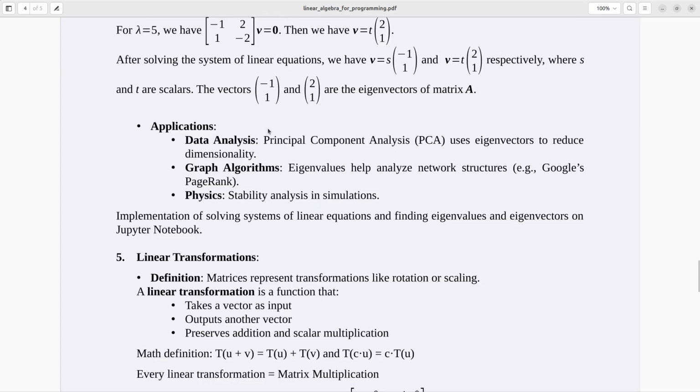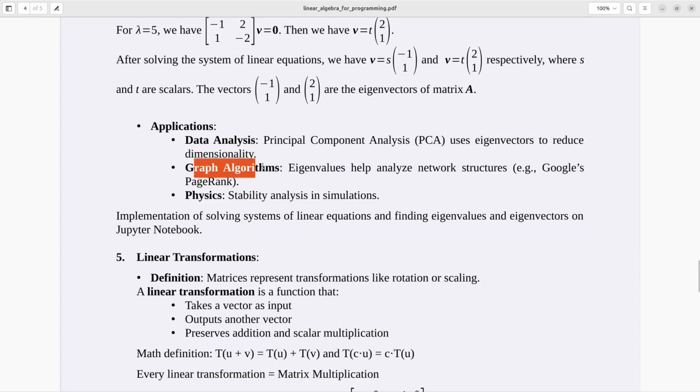And how can we apply eigenvectors and eigenvalues in computer programming? We can use eigenvectors and eigenvalues in data analysis. For example, in principal component analysis, PCA, we have to find the eigenvectors to help us reduce the dimensionality of the data. So we can use the eigenvalues to determine which vectors are more important in the data. So we can ignore some less important vectors to reduce the dimension of our data.